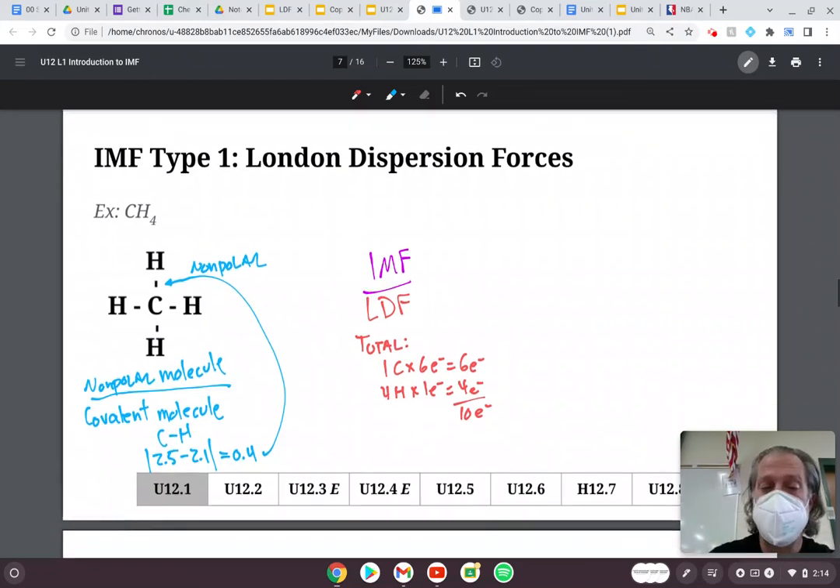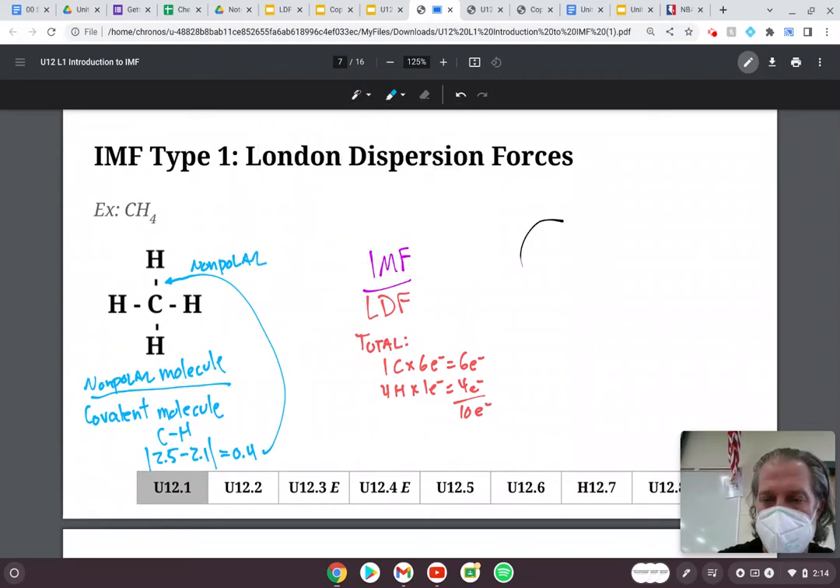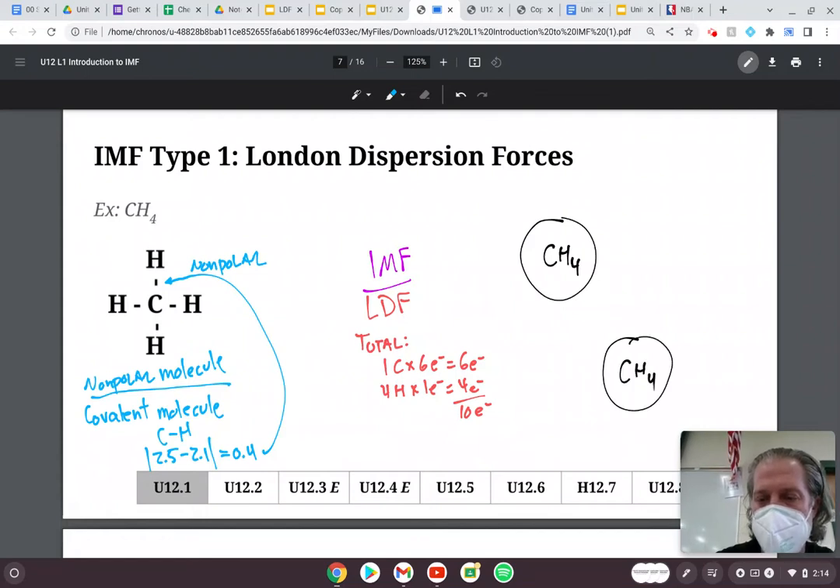Now, how do we draw this? In this instance, all we're going to do is draw circle A and write CH4 in it. We're going to draw circle B and write CH4 in it. We're going to definitely decide that this side is slightly negative and this side is slightly positive.